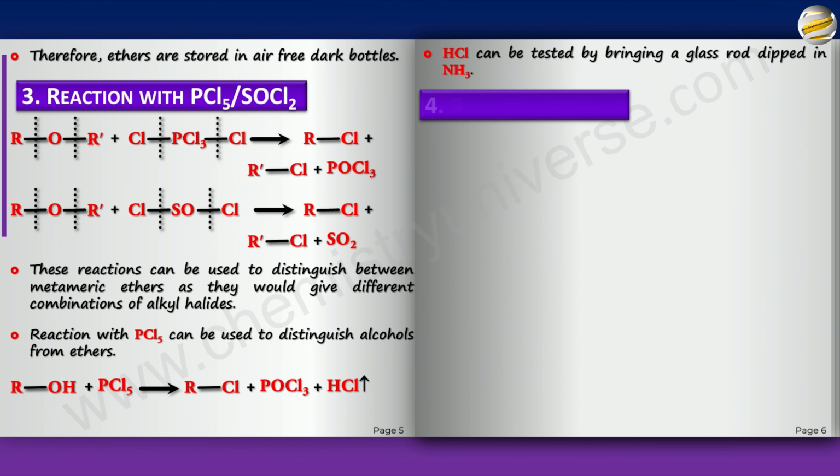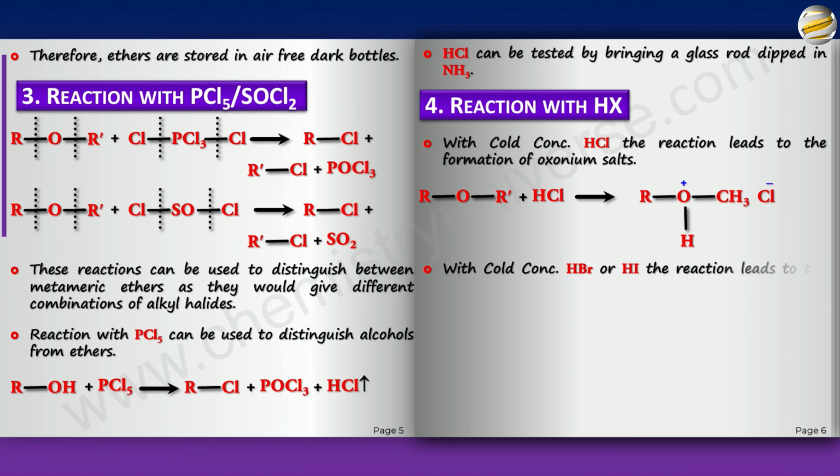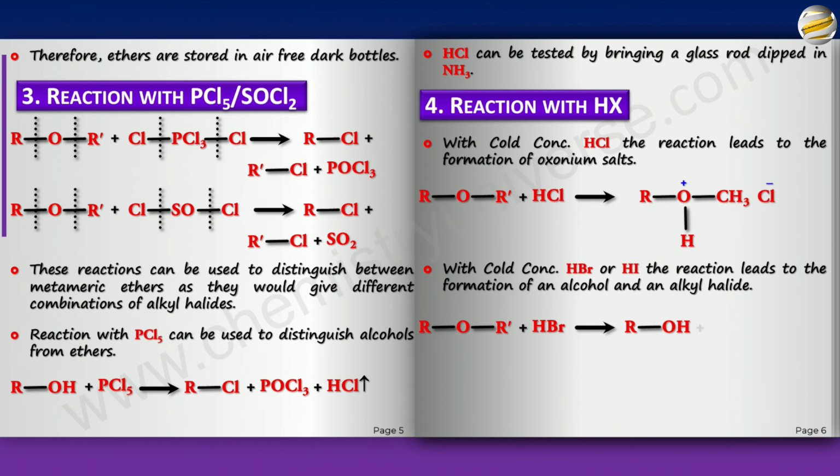Then comes the reaction with HX, and this is the one I was talking to you about. We already did cold concentrated HCl, where the reaction leads to the formation of oxonium salts. And this was the reaction. But with cold HBr and HI, the reaction leads to the formation of an alcohol and an alkyl halide. And I already told you how you get that: through the oxonium salt, and you get alcohol and alkyl halide.